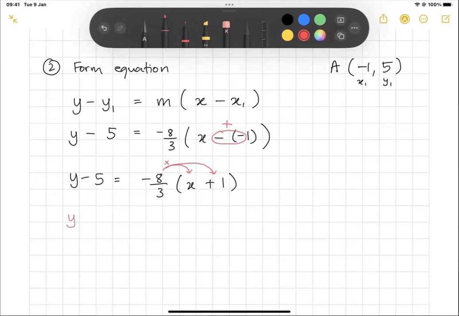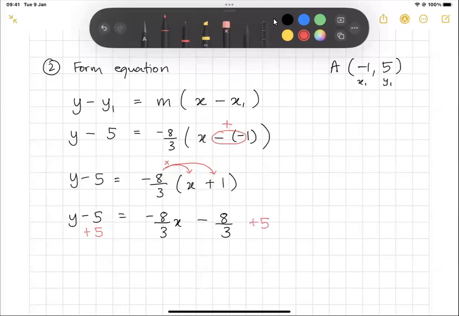So on my left-hand side, it'll be y minus 5 equal to -8/3 times x, which should give me -8/3 x, plus -8/3 times 1, which gives me -8/3. I'm not done yet. I need to get rid of this -5 here, so that it can be y equals something. So to get rid of that, I need to add 5 on both sides.